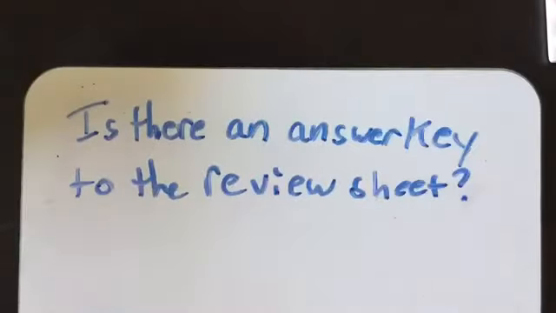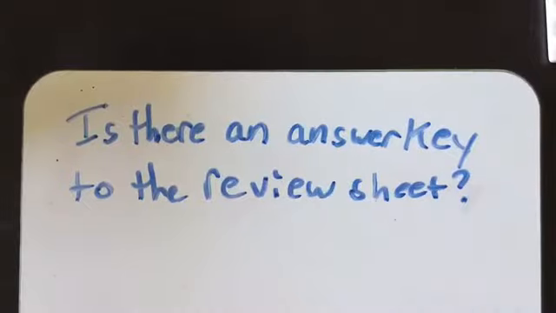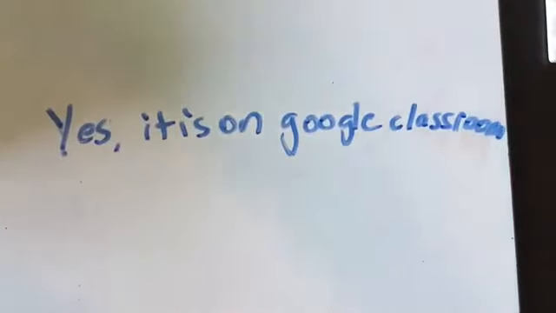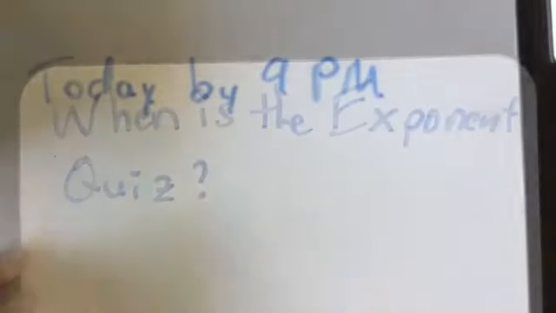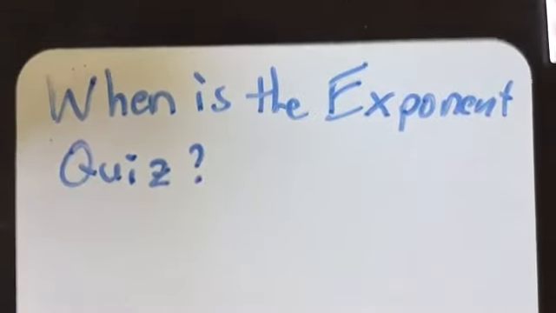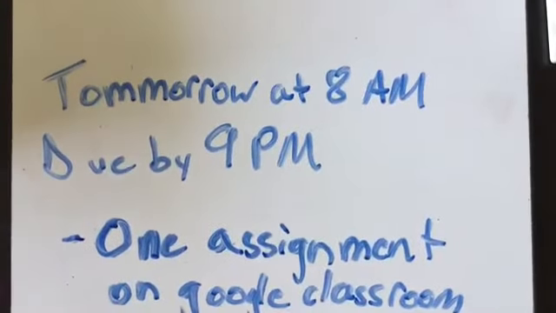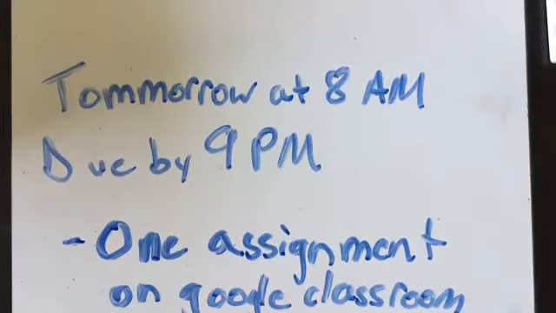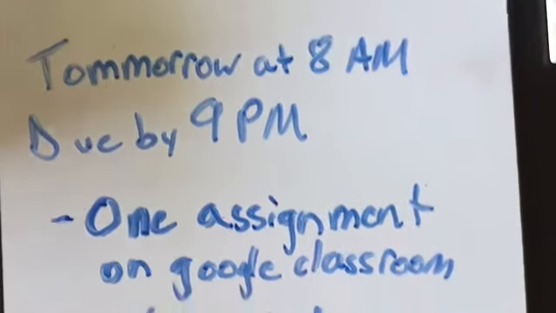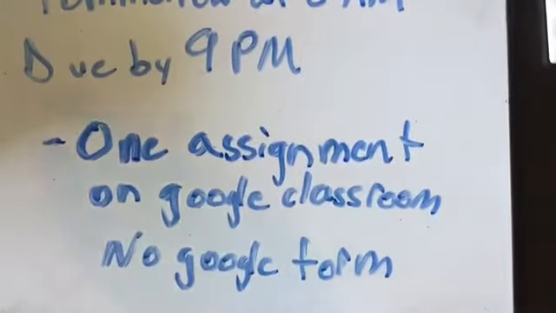Some questions you might have, like, is there an answer key to the review sheet? Yes, it's on Google. When is the review sheet due? Today, by 9 p.m. When is the exponent quiz? The exponent quiz will be available tomorrow at 8 a.m. and it is due by 9 p.m. Any late submissions will be penalized. You will lose points. Tomorrow's quiz is one assignment on Google Classroom.